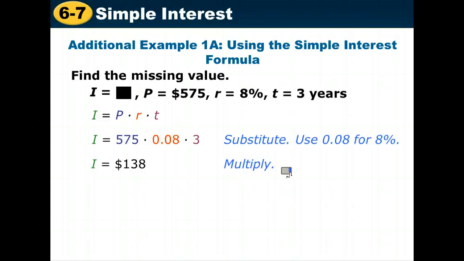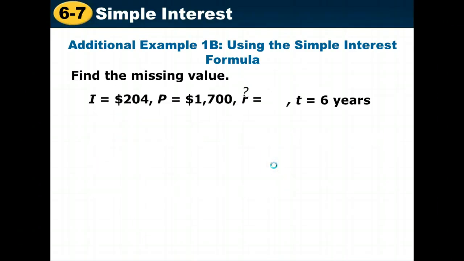Let's go ahead and do another example. So here we are solving for the rate. We know the interest this time. We know the principal. We know it's going to take us 6 years to pay it, but we do not know the percent rate. So again we start with the formula, and then we substitute in the values that we know.